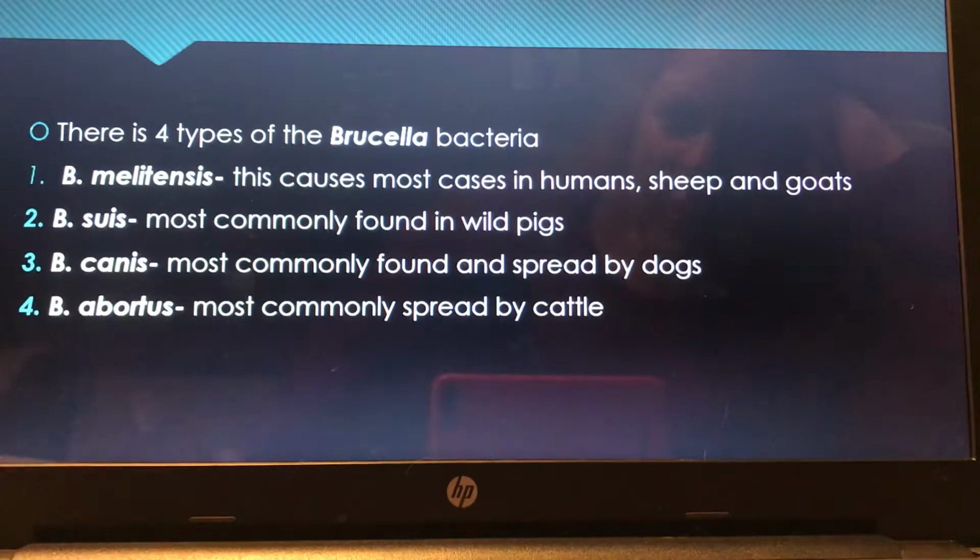There are 4 types of Brucella. The first one is B. mellitensis, and this causes most cases in humans, sheep, and goats. B. suis is most commonly found in wild pigs. B. canis is most commonly found and spread by dogs, and B. abortus is most commonly spread by cattle.